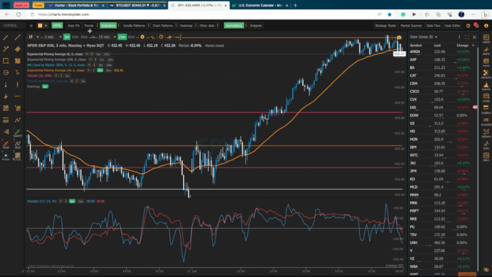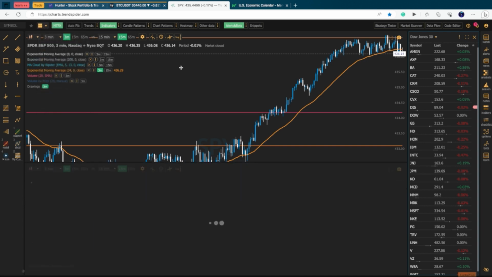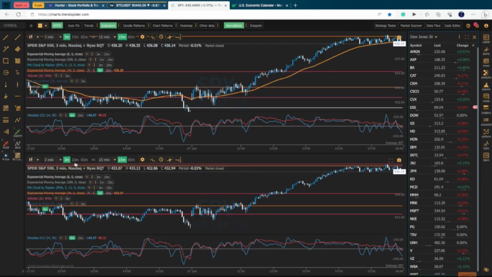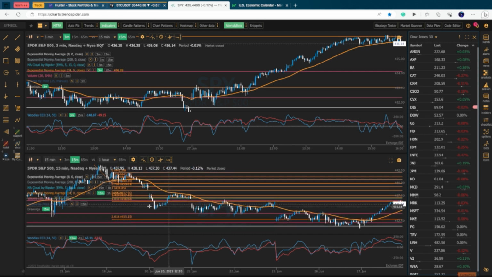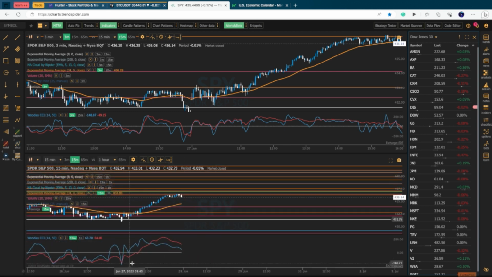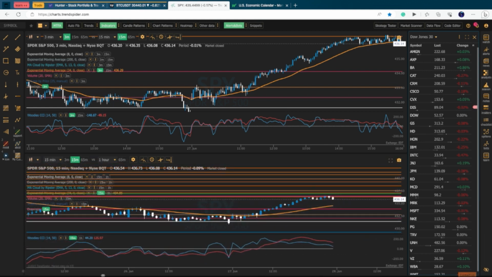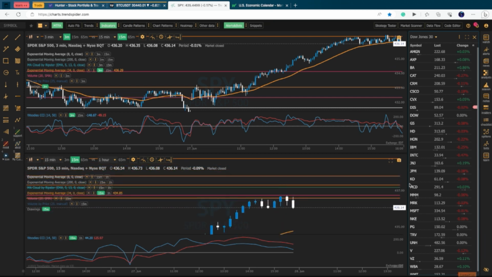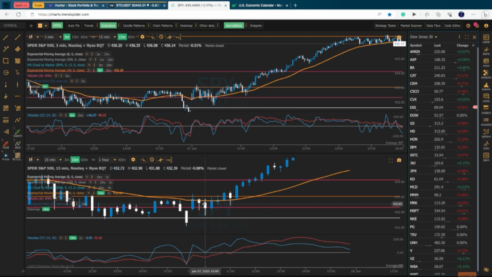If I were to pull up, where is this? 2 charts, 1 symbol. If I were to pull up the 15 minute, so 15-minute intraday. So on the intraday over here, we had the morning, we had the 15-minute, and we were below the 34 on the 15 at the open, right?